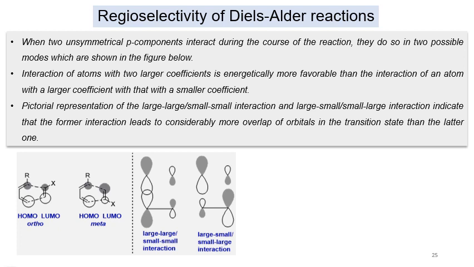So if the HOMO of the diene and the LUMO of the dienophile are considered, you can see here there is a large-large interaction. Whereas in the opposite case, the meta case, you can see here there is a large-small interaction, and here also there is a small-large interaction. So a large-large or small-small interaction will be far more effective than a large-small or small-large interaction.